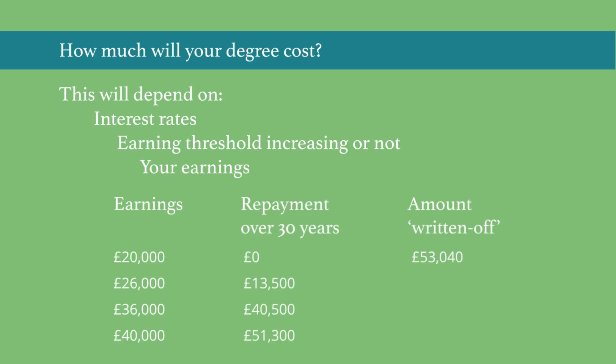You can see if you earn £36,000 a year for 30 years, you would pay £40,500. If you always earn under the £21,000 threshold in the 30 years after graduation, so the £20,000 row in this example, you would not pay anything back.